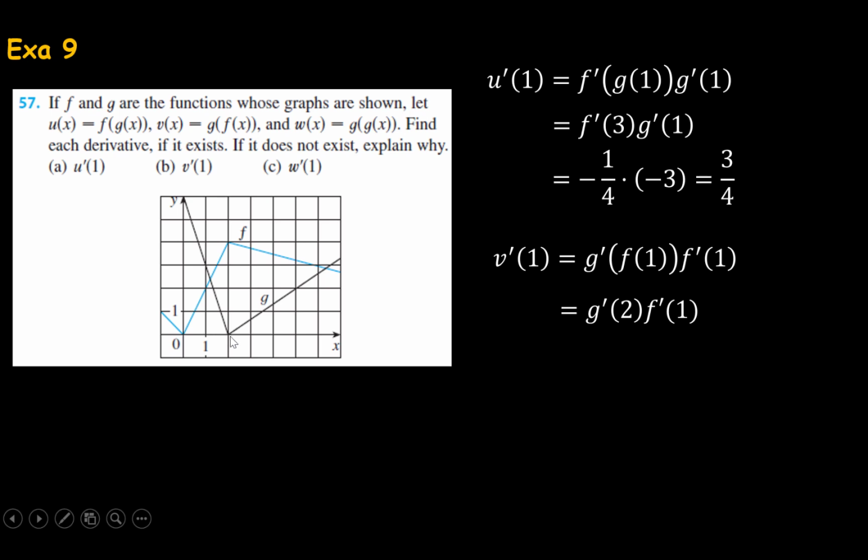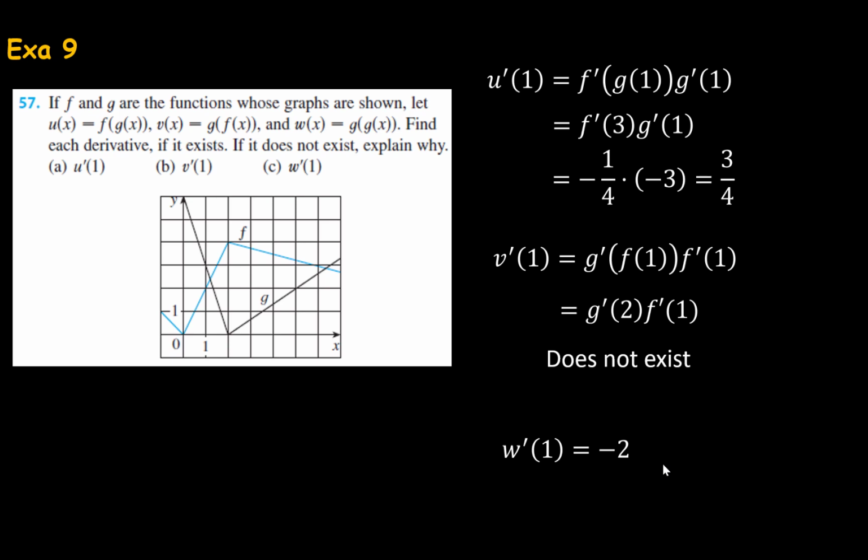Well, this is where you have a corner point and it doesn't have a tangent line. Indeed, the derivative from the left equals the slope of this line, and the derivative from the right is equal to the slope of the other line. They do not match. There's no tangent line here. Therefore, g prime of 2 does not exist, and that shows v prime of 1 does not exist. And then the last one, w prime of 1, I'm going to leave it to you to determine. But the answer should be equal to -2.